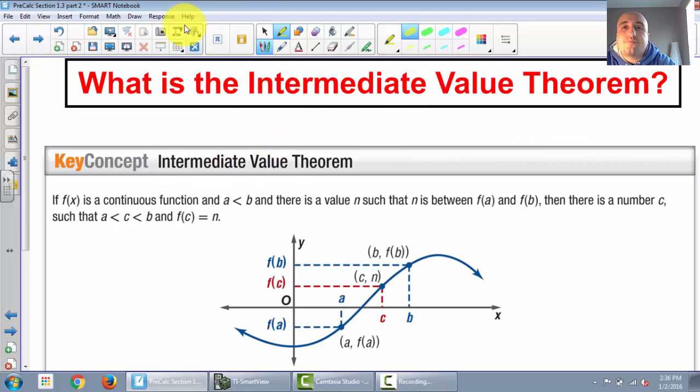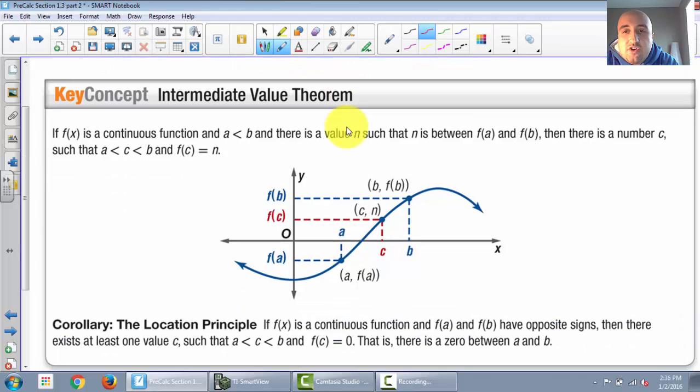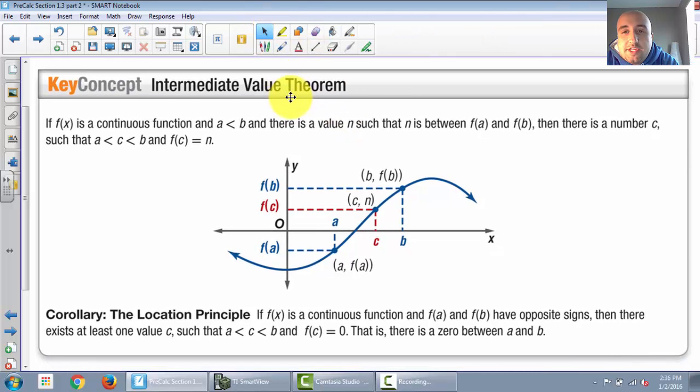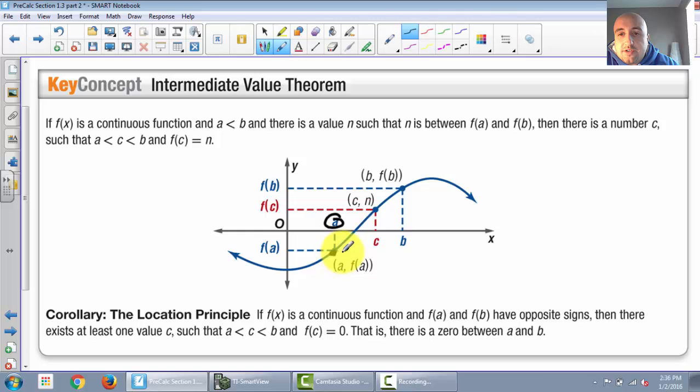All right, so the first topic is, what is the intermediate value theorem? We have this very complicated chart here, but really it's not that difficult once you know what's going on. Let's say you plug in some x value a and your answer is down here, a negative answer. Then you plug in some b value and you get a value up here which is positive.